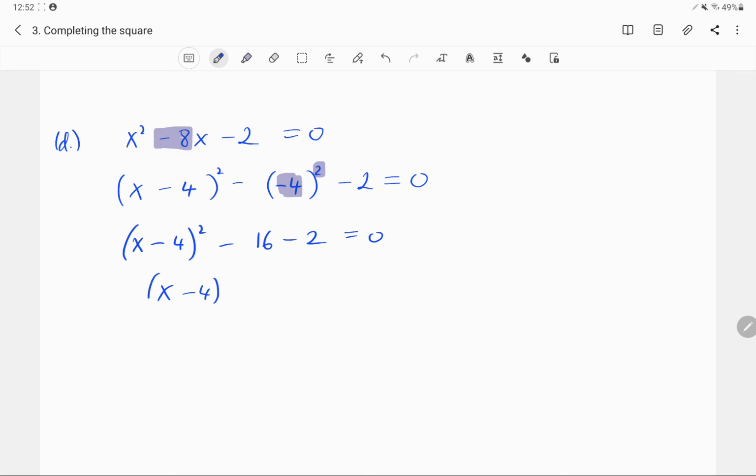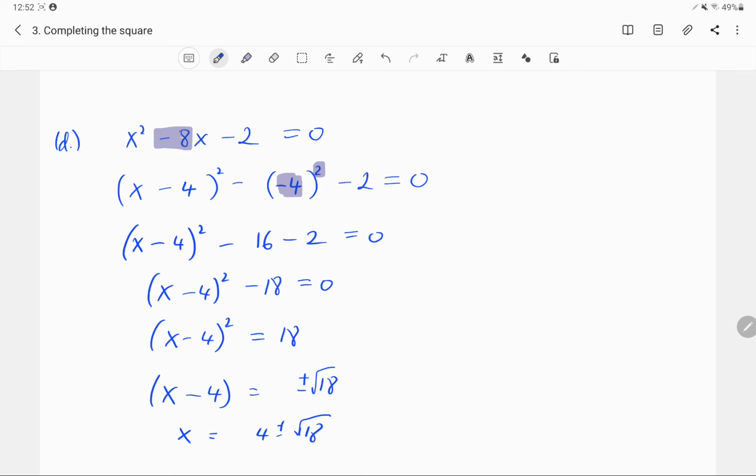So x minus 4 squared, subtract 18 is 0. X minus 4 squared is equal to 18. Square root of both sides. And then move your minus 4 over. And that is solving a quadratic using completing the square.